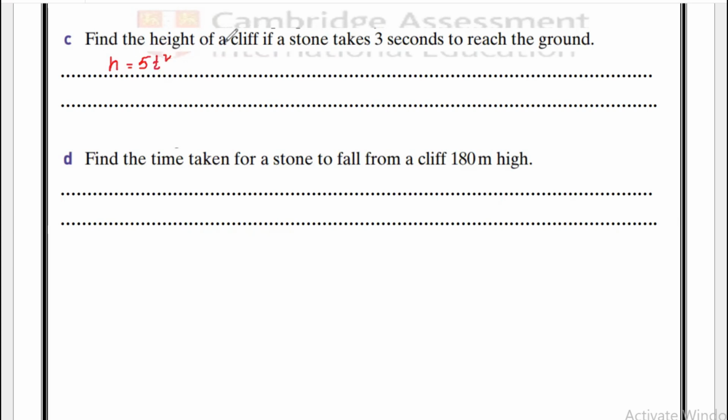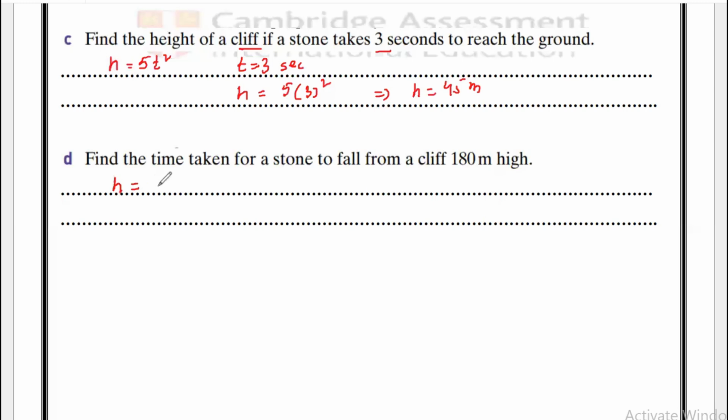Now find the height of a cliff. A stone takes 3 seconds, meaning if t is equal to 3 seconds, what is the height? So h is equal to 5 times 3 squared, that gives us 3 threes are 9, 9 multiplied by 5, 45. So 45 meters.